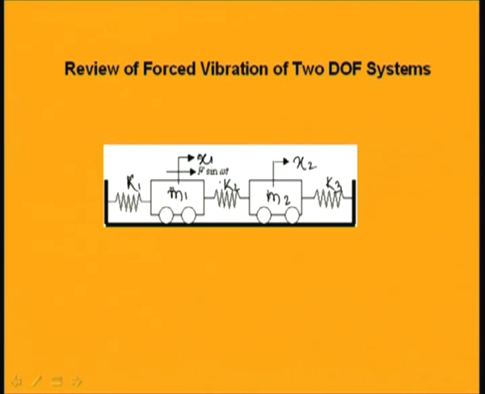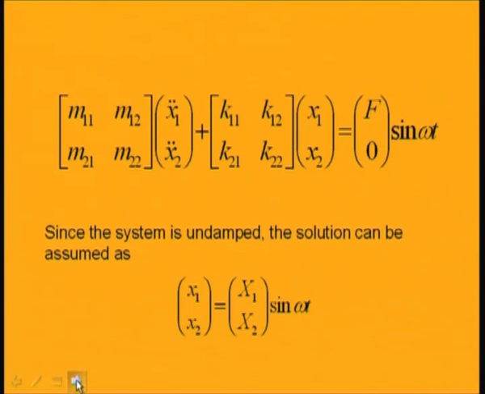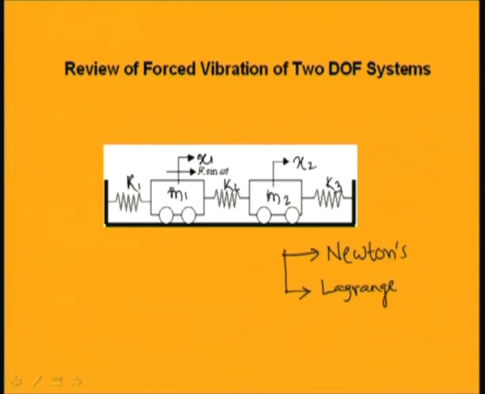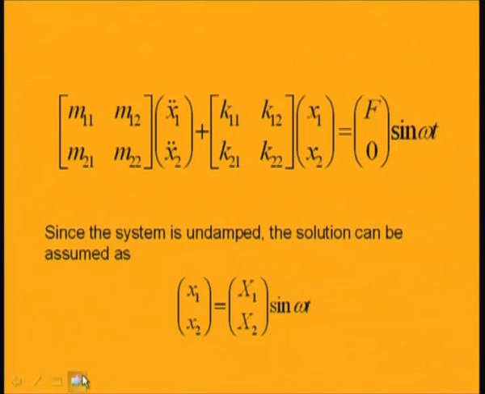To derive the equation of motion, you can either use Newton's method, the Newton's second law, or you may use the Lagrange principle or the extended Hamilton principle. You have already derived this equation, which can be written in this form: the mass matrix into x double dot plus the stiffness matrix into x equals the force vector. As I am taking a harmonic forcing, this can be written as F sin omega t. Here the first mass is subjected to a force, that is why you have a force in the form F0 sin omega t.